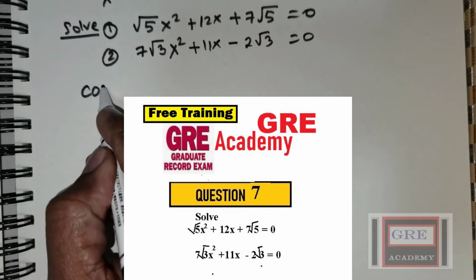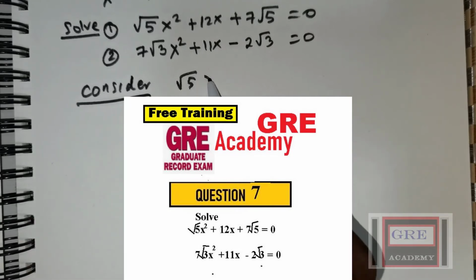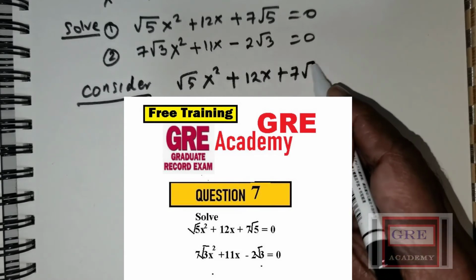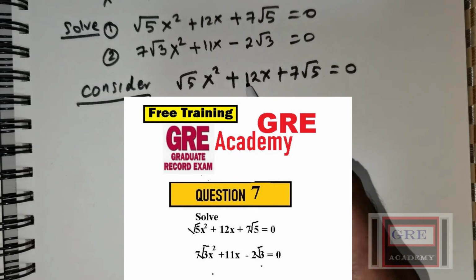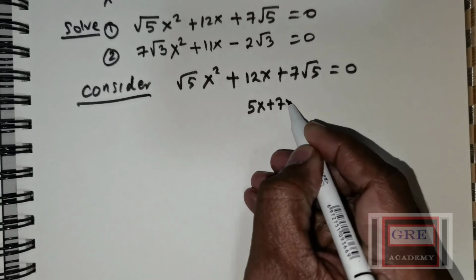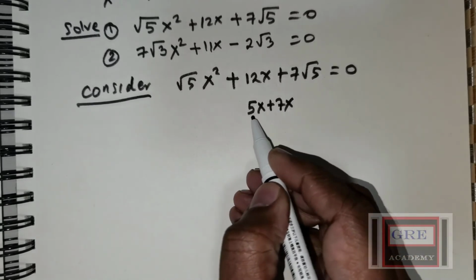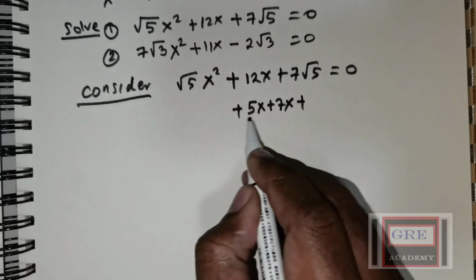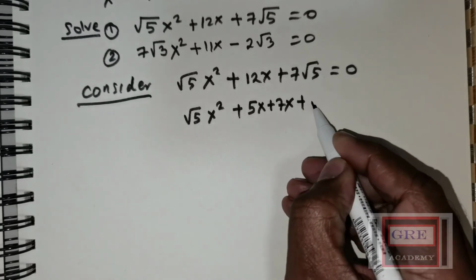So foremost, what I would do is consider the first question: root 5 times x squared plus 12x plus 7 root 5 is equal to 0. Now I'm going to split this 12x as 5x and 7x, because I have a 7 here, and not only that, I've got a root 5 here. So this split would do me a lot of good in solving this question.